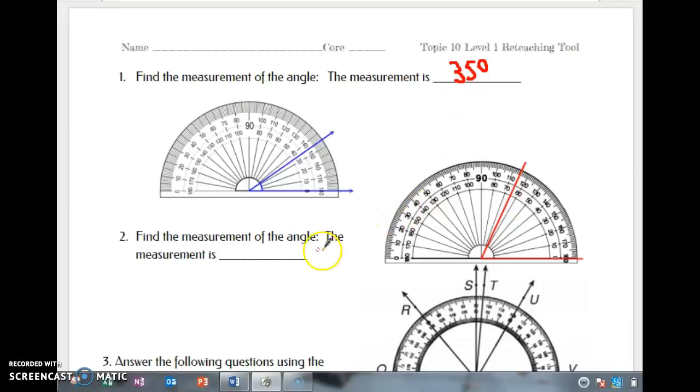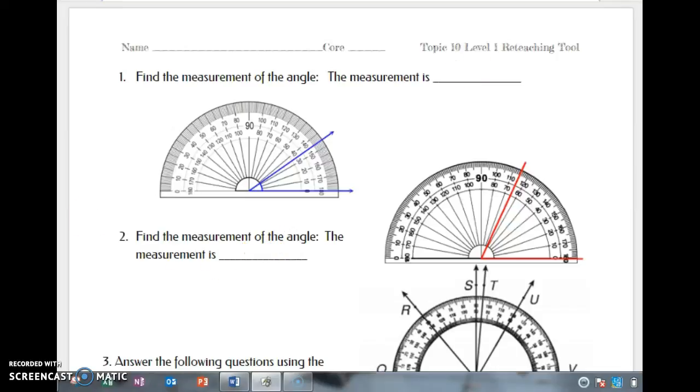Okay, then you're going to move on to 2. It says to find the measure of the angle. If you look, the angle is red in this one. Starting again from 0, you'll notice that this angle is also an acute angle, which means that it has to be less than 90. So once again, you'll be looking at the bottom numbers because those are the numbers that are less than 90 degrees. Going up from 0, you'll see that this line goes in between 60 and 70 degrees. So that means that this angle is approximately 65 degrees. So you would write 65 degrees here.